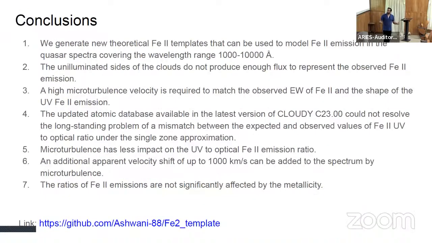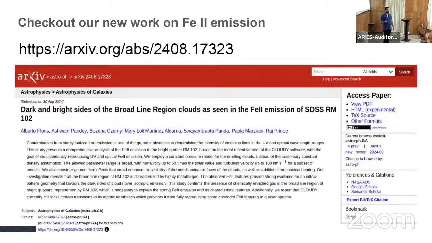So these are the conclusions. I already discussed this. These templates are available at this link, my GitHub link. If anyone wants, they can use it. And this is the paper, which came out yesterday on arXiv.